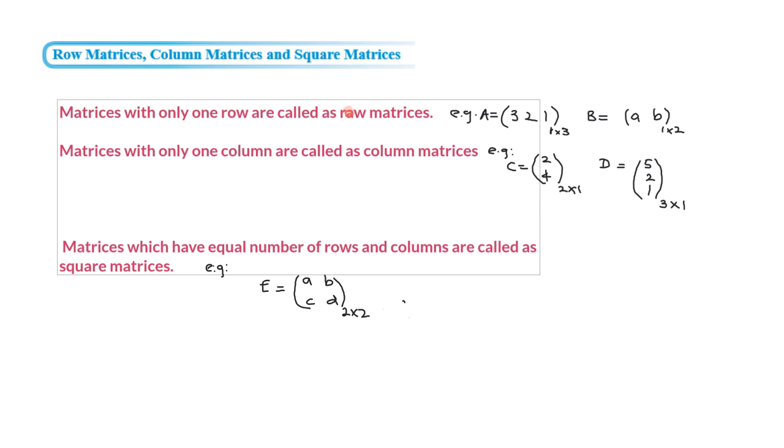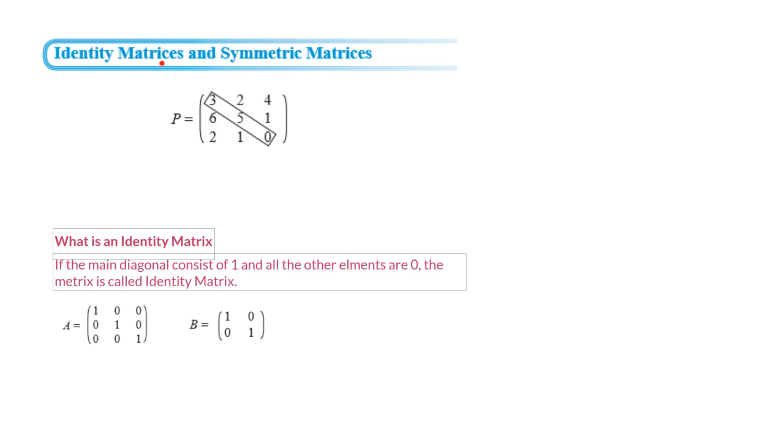And let's see one more example. F equal 5, 2, 1, 3, 1, 3, 0, 4, 0. How many rows? 3. And columns also 3. So it's a square matrix. If the rows and columns are equal, these are called square matrices. Identity matrices and symmetric matrices.